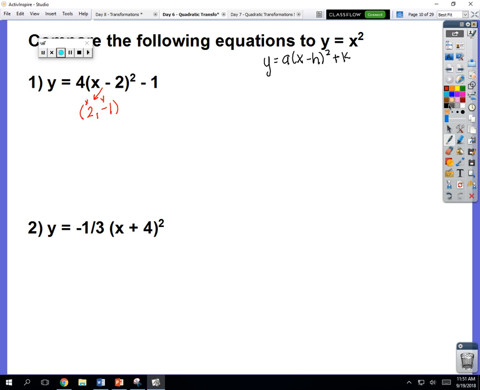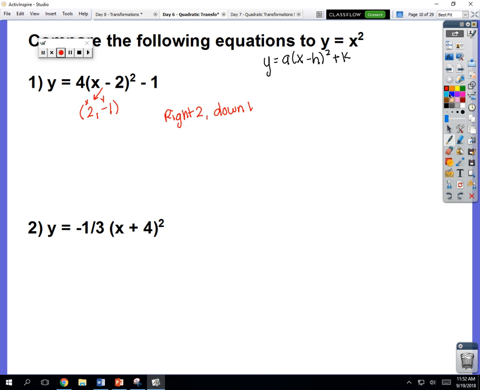So if I'm looking at this function, it has been shifted right 2, remember, because it's the opposite, and down 1. And how do I know that? Well, the original one starts at 0, 0. So if I was to look at an axis, the original one starts at 0, 0, and this one's new vertex is at the point 2, -1. So that goes right 2, down 1. So that's how I know that that's the shift that is happening.